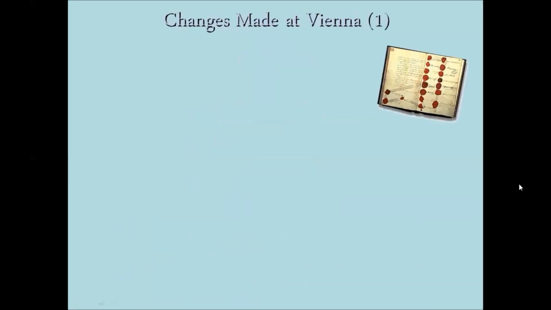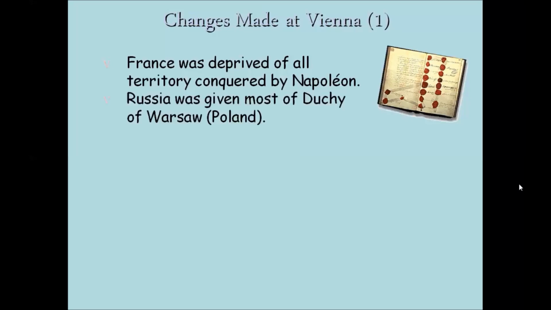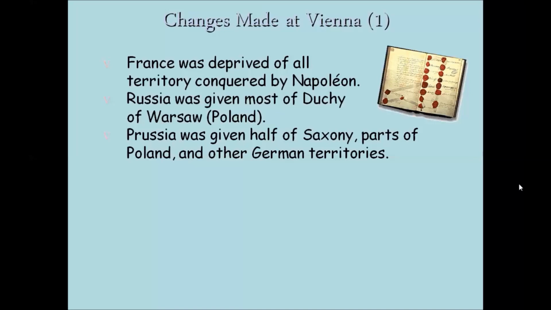So what are some of the changes made? There's a lot that are going to be listed here. I don't want to go into too much detail, but just be aware of what's happening to France and who's gaining by it. Russia's given some of Poland. Prussia is also going to get parts of Poland, but also Saxony and some of the other German territories, to enlarge and strengthen Prussia.